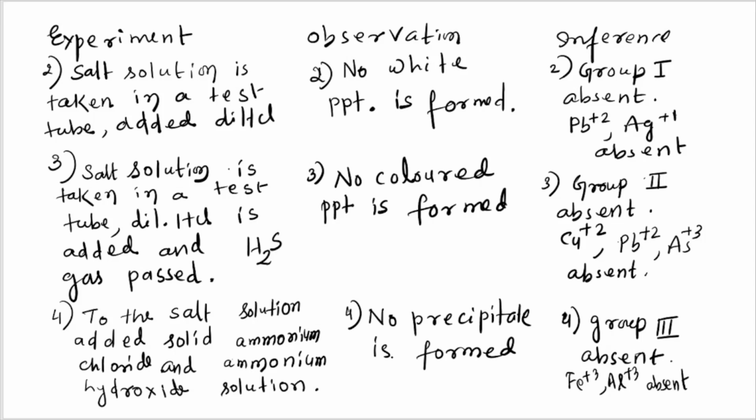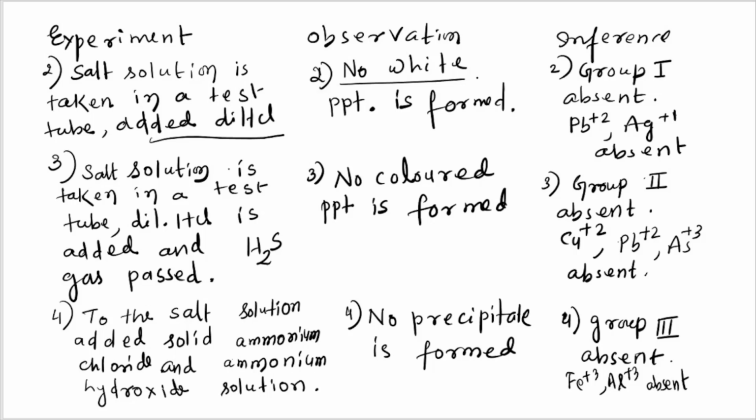Then come to group 1. In group 1, what will you do? What is the reagent? Dilute HCl. That means the salt solution is taken and dilute HCl is added. Do you observe any changes? No white precipitate is formed. Since no white precipitate is formed, group 1 is absent. Group 1 absent means Pb+2 and Ag+ radicals are not present.